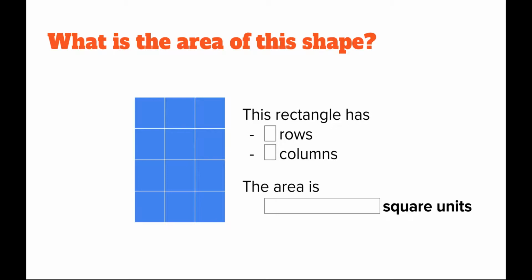All right, how did you do? Well, let's see. This has 4 rows, 1, 2, 3, 4, and it has 3 columns, 1, 2, 3. I'm sorry, there's 4 groups of 3, excuse me. There's 4 groups of 3 because there's 3 in the top row, 3 in this next row, 3 in this row and 3 in that row. So that gives me 12 square units.